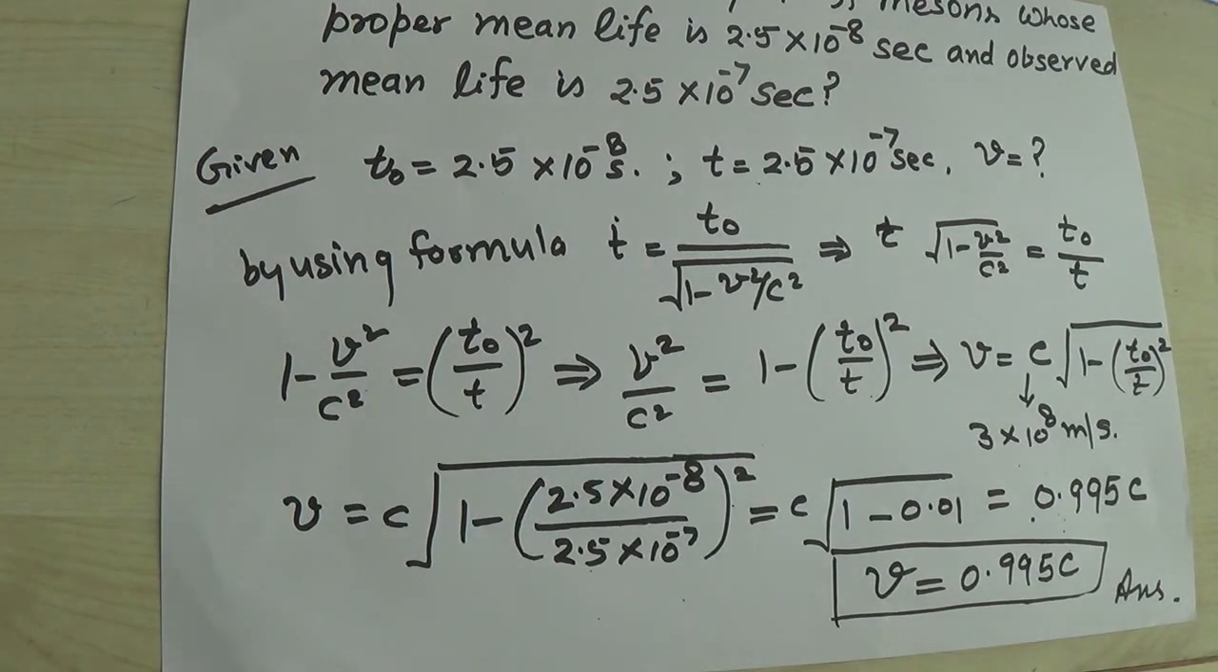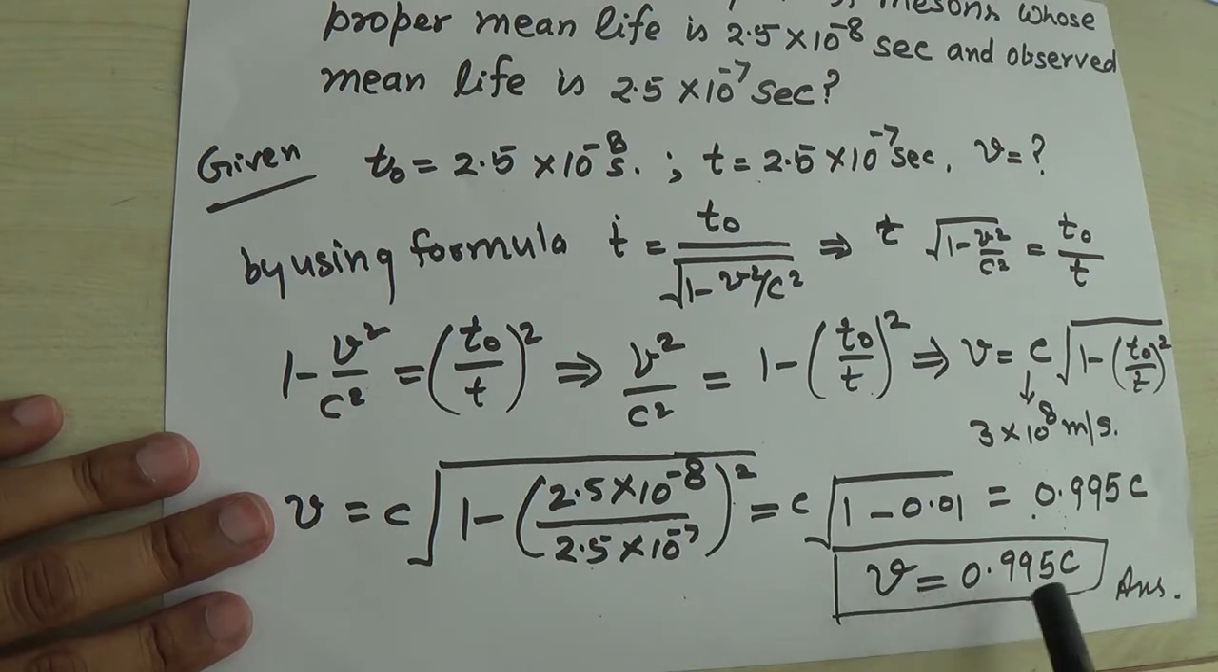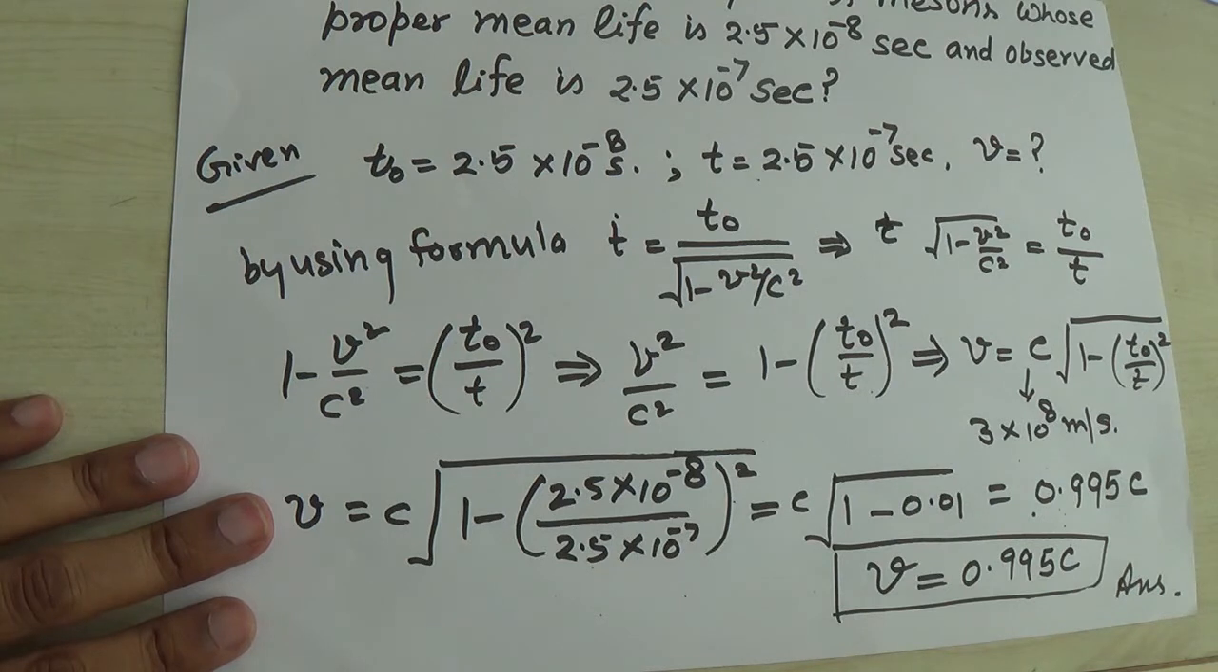So now for this particular case where t and t naught was given, so one can find out the relative speed, and that is approximately 0.995 c, near about to this c. But remember, when you solve this kind of problem and your relative speed comes greater than this c, it means something is wrong in the numerical problem. So it is a checkpoint also.